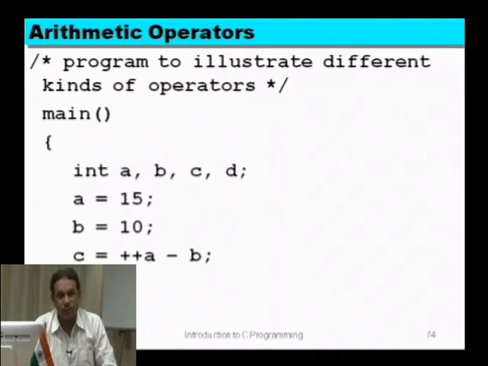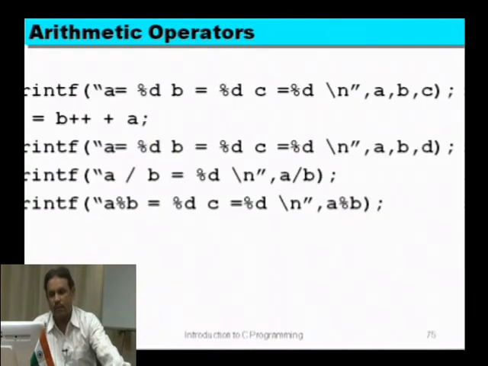There are two types you have seen, postfix and prefix. So what is a prefix operator? In the prefix increment operator, first the value is increased, then the value is used. So now the value of a is 15, then it is increased by 1, 15 plus 1, it becomes 16, minus b. What is the value of b? b is 10, 16 minus 10 becomes 6. So the value of c is 6.